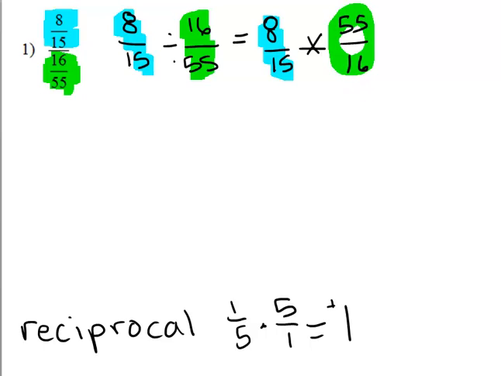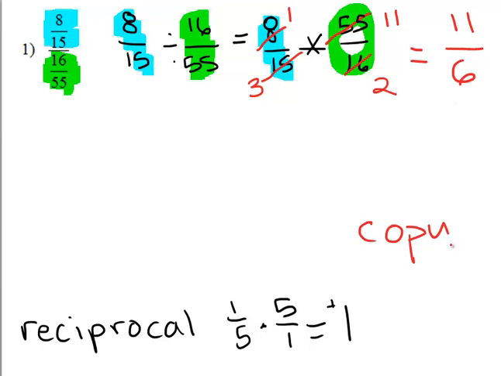I can cancel out some of this to make it easier on myself. So 5 goes into this 3 times, and 5 goes into that 11 times. 8 goes into this once and goes into 16 twice. So my final answer, basically simplification of this, is 11 over 6. Make sure you copy this. We'll move on to the next one. I'll meet you on the next slide.